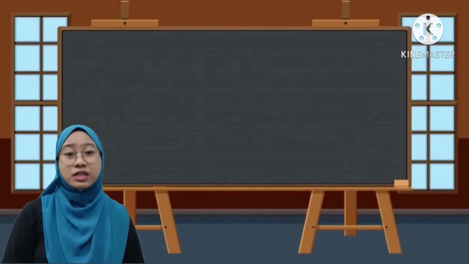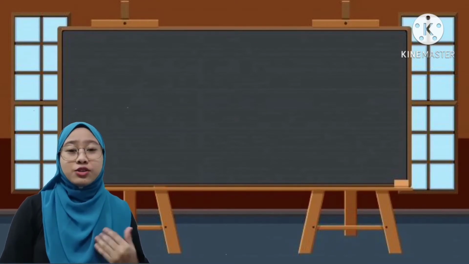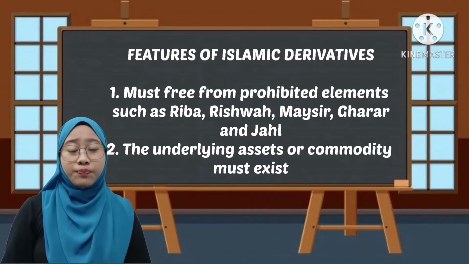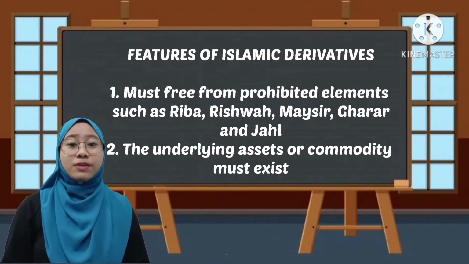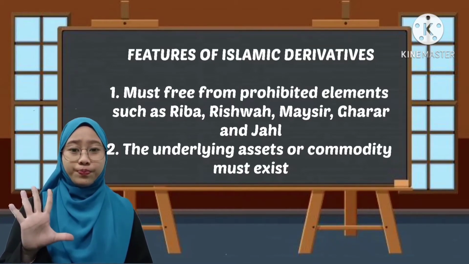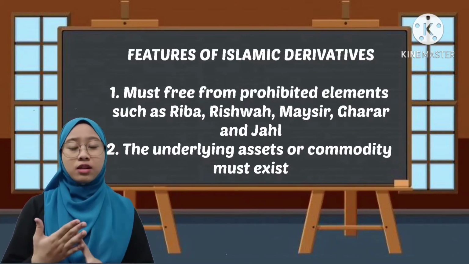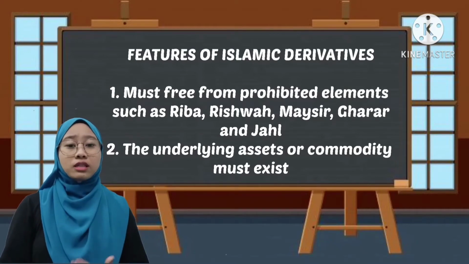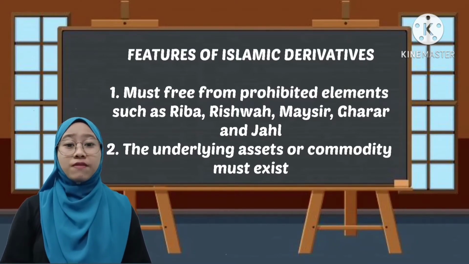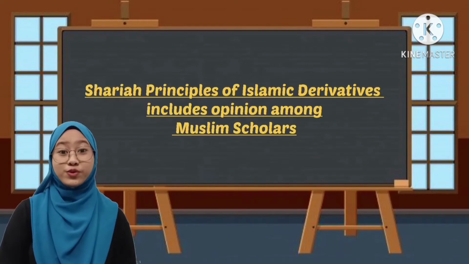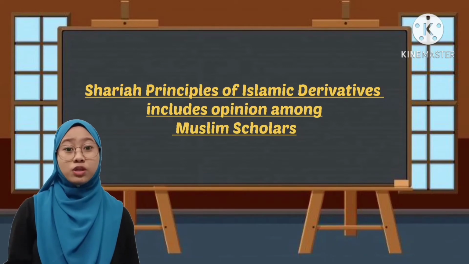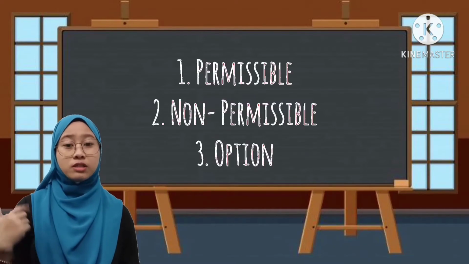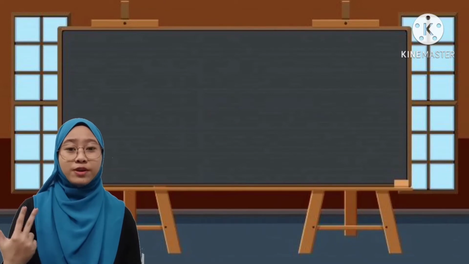All Islamic financial instruments in general must meet a number of criteria to be considered halal or acceptable. Therefore, the first feature of Islamic derivative is that all the financial instruments and transactions must be free from the 5 prohibited elements, which are riba, rishwah, maisir, gharar, and also jahil. The second feature is that the underlying asset and commodity must currently exist in its physical sellable form. Next we move to the Sharia principles of Islamic derivative, which include the opinions among Muslim scholars. I will touch on 3 categories, which are permissible, non-permissible, and also the option trading of the Islamic derivative contract.